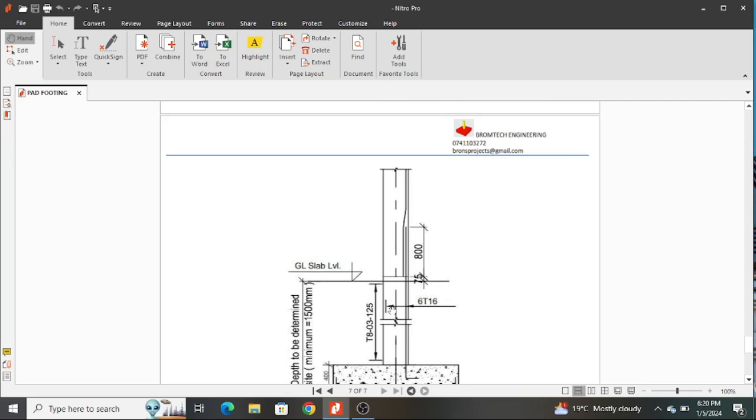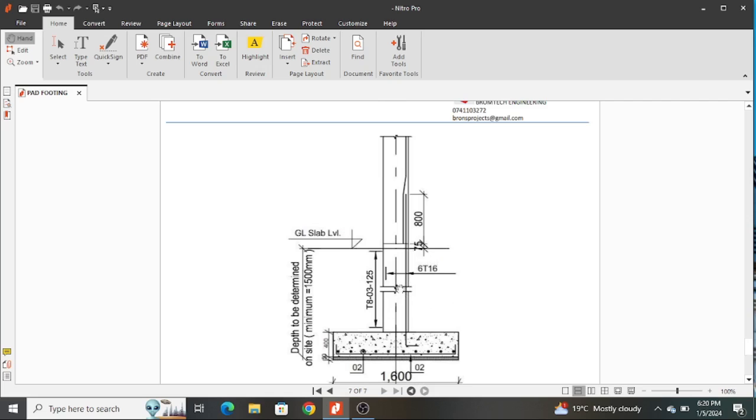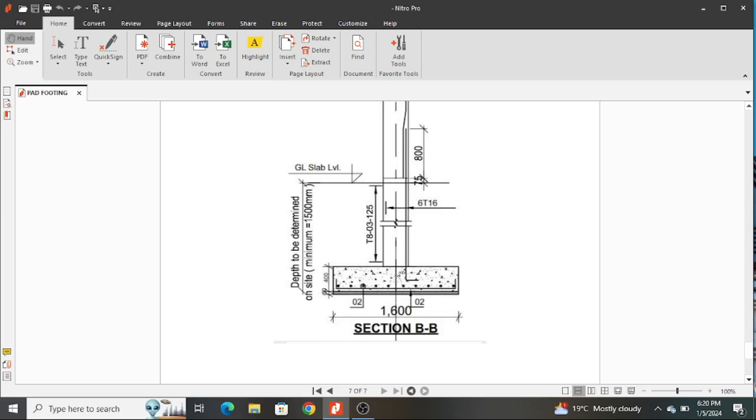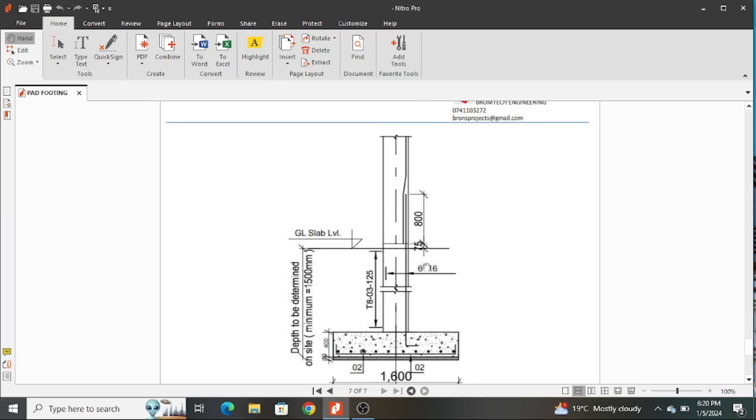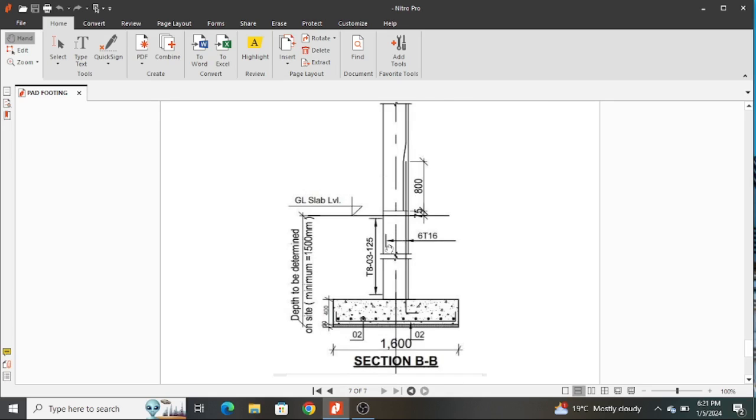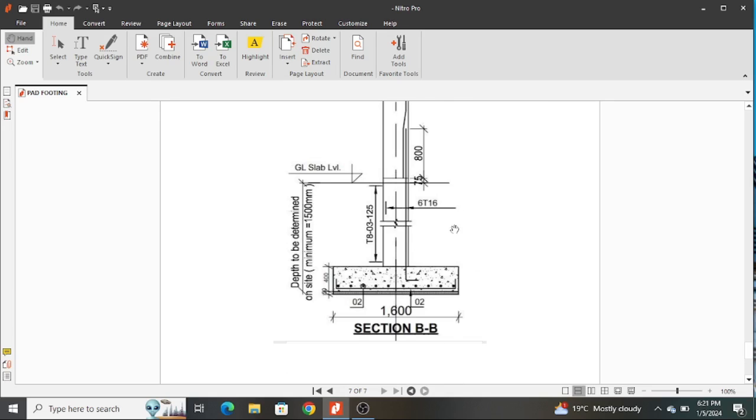And the starter bars of your column are also indicated here because once you tie the reinforcement for a pad footing, you also tie the reinforcement for your starter bars because you will concrete. The first concreting will happen when the reinforcement of the starter bars of the column have been indicated. And then, of course, you show the connection at the lapping section, and you show the lapping distance of your reinforcement. Therefore, basically, this is how you detail a section of a footing.